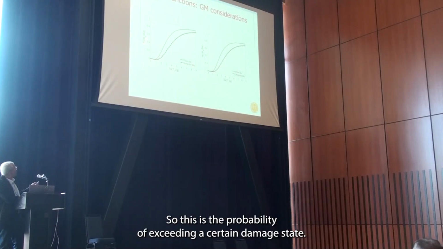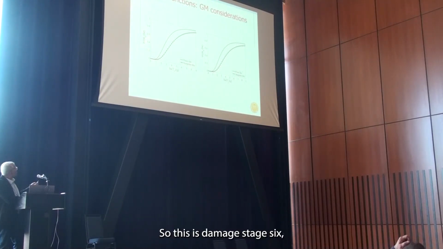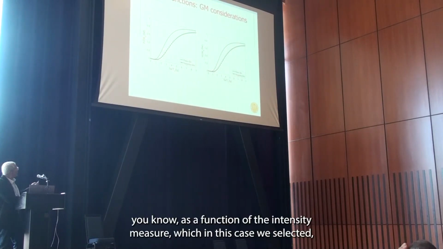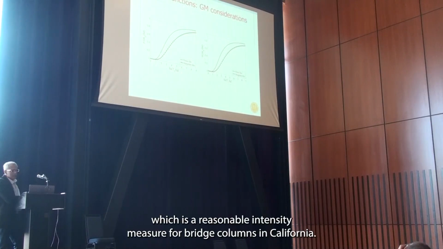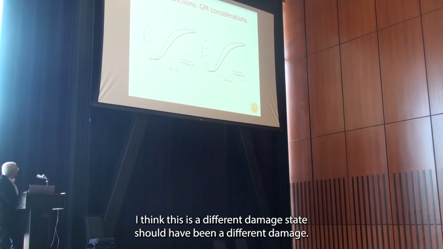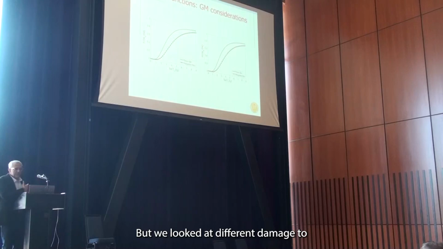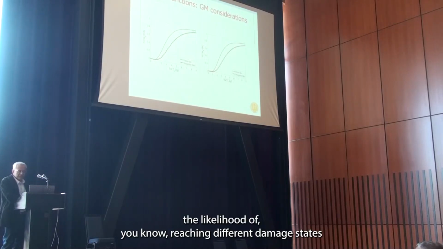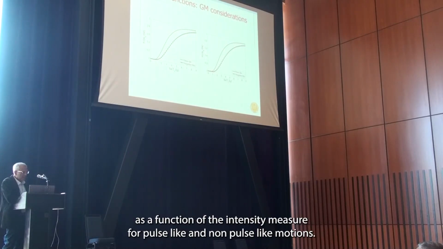So this is the probability of exceeding a certain damage state. This is damage state 6, as a function of the intensity measure, which in this case we selected as Sa(T1), which is a reasonable intensity measure for bridge columns in California. I think I'm showing the same bridge here, pulse-like. This should have been a different damage state, but I'm showing the same one here. But we looked at the likelihood of reaching different damage states as a function of the intensity measure for pulse-like and non-pulse-like motions.